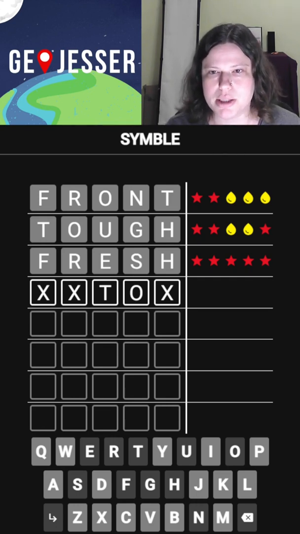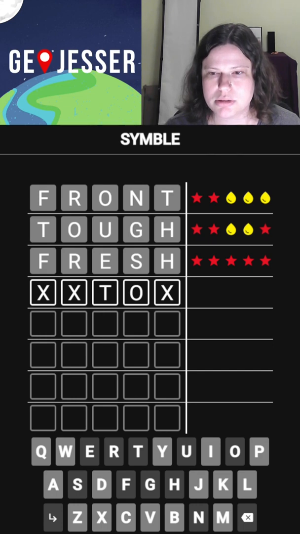I could use R at the beginning. That hasn't been ruled out. I could use N at the beginning. No, N has been ruled out. No, I can't use R at the beginning. R is not at the beginning. Either R is at the end or it's not in it at all. If it were at the beginning, there would be evidence of that.